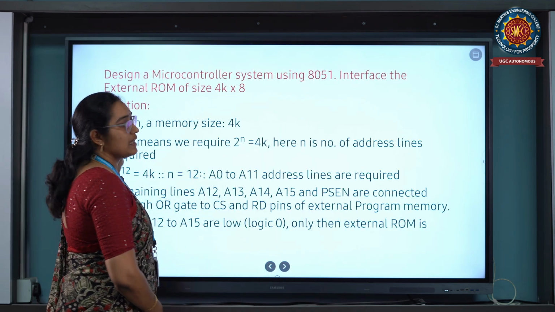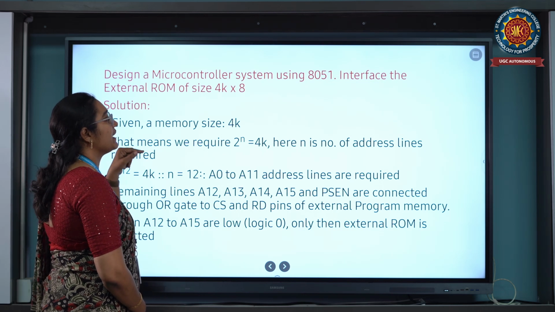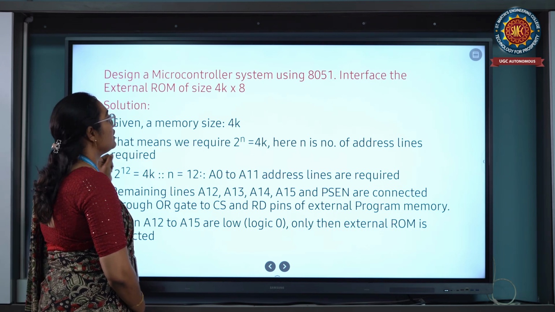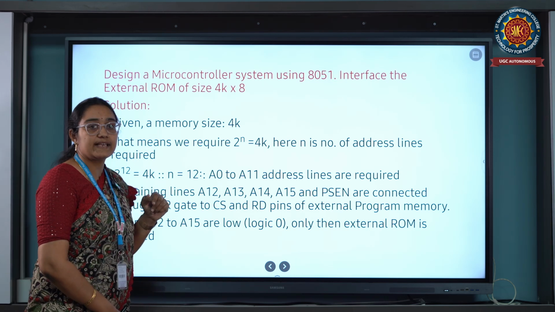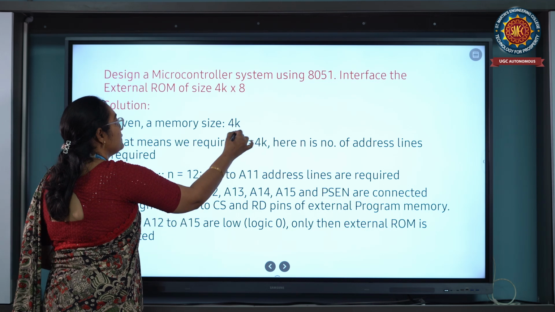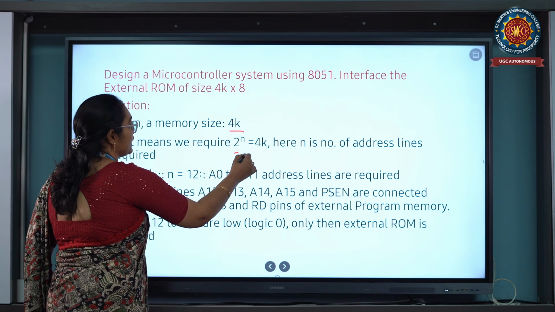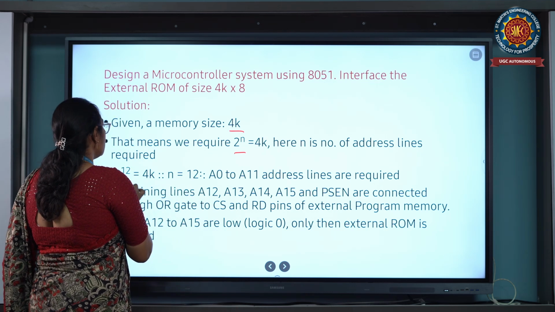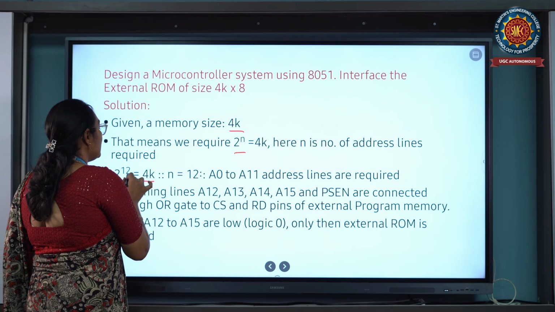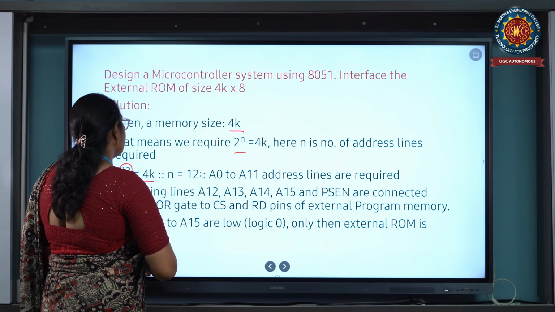We will see an example of designing a microcontroller system using the 8051 microcontroller with an external ROM of size 4 kilobytes. Here the given memory size is 4 kilobytes. This 4 kilobytes is converted to 2 power n, that is 2 power n equals 2 power 12 equals 4K. We obtain the n value equal to 12.